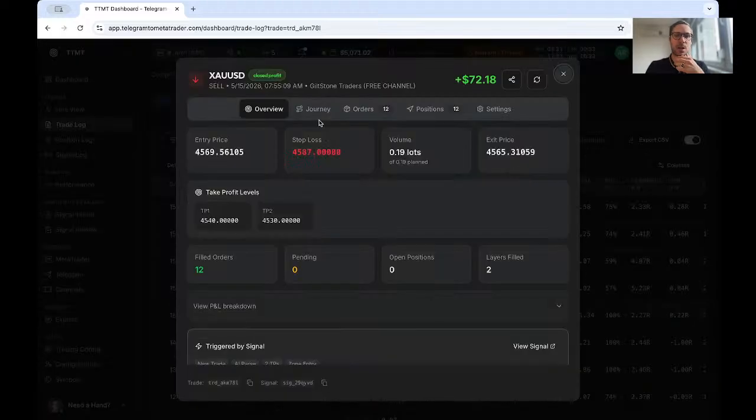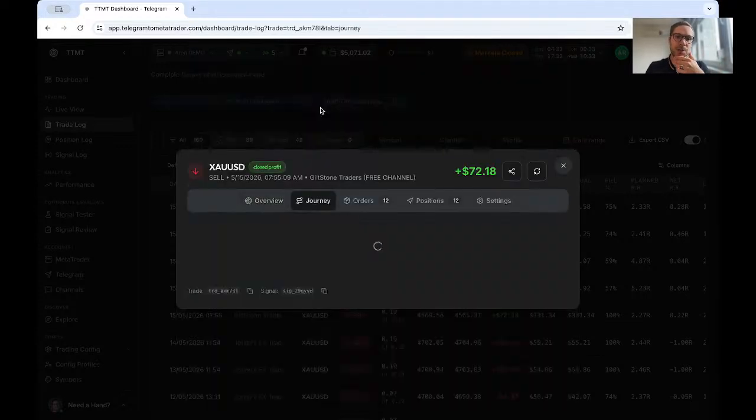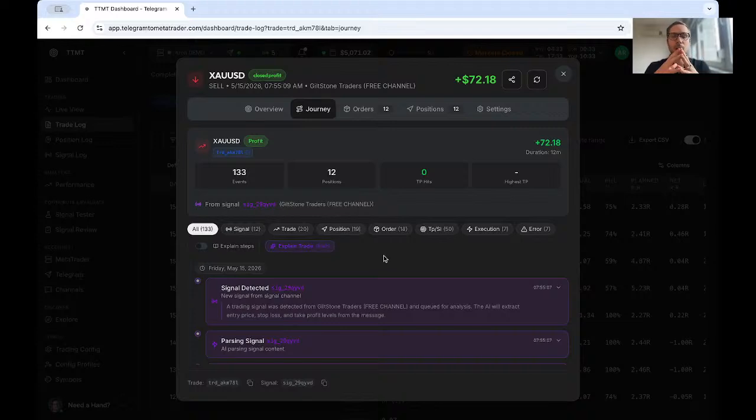So let's open this trade here. What you see is an overview, entry price, stop loss, volume, take profit levels, and then my favorite. Since TTMT makes a lot of decisions on your behalf within your account, there are lots of cases when you want to understand a bit more, like what happened, why the system set to break even, why my take profit wasn't adjusted. You want to understand that.